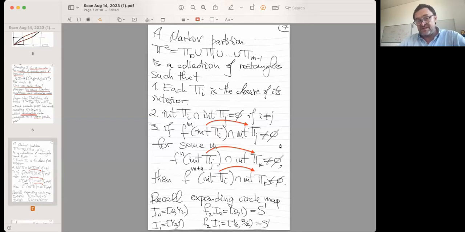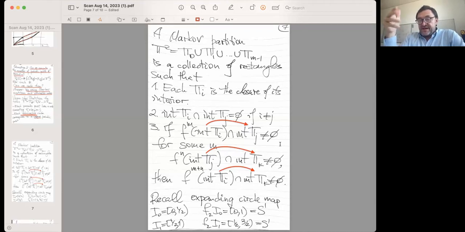If the code says that from i I could go to j in m steps, and then if I could go from j to k in n steps, then I should be able to go from i to k in m plus n steps. Is this clear?